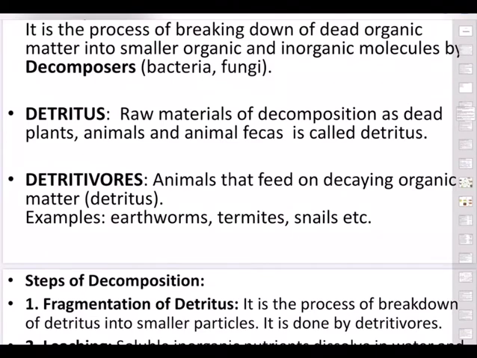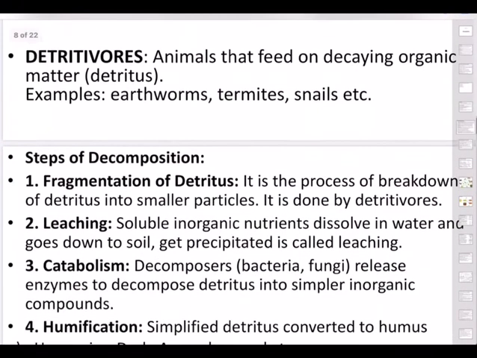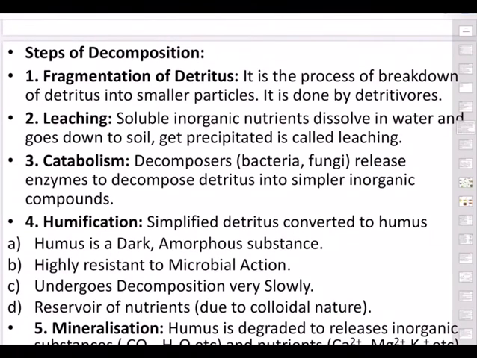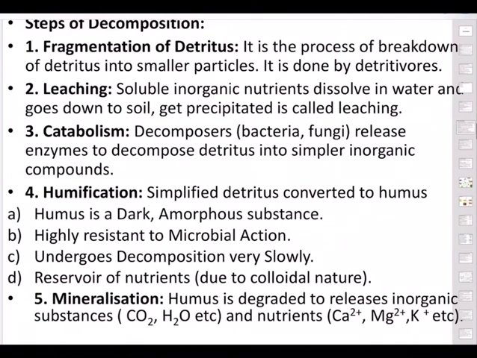So you must remember the examples for detritivores, because you are tempted to write bacteria, virus, all that. No, it's not bacteria or virus, it is earthworm, termite, snails, etc. These are detritivores. And whenever dead and decayed matter has to be decomposed, there are steps. Five steps are there, you must remember. Fragmentation of detritus, first step. Second, leaching. Third, catabolism. Fourth, humification. Fifth, mineralization.